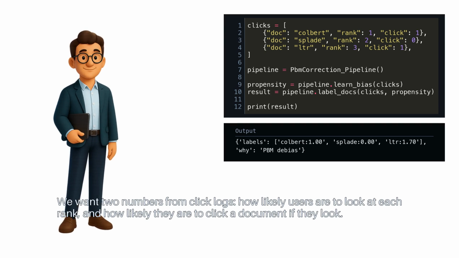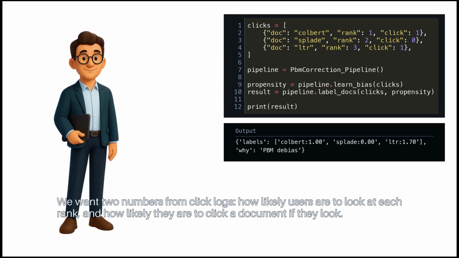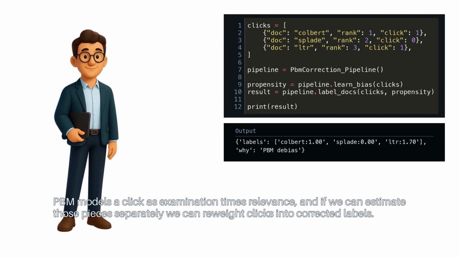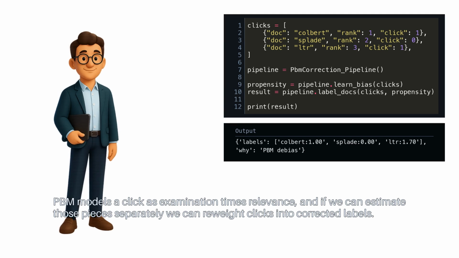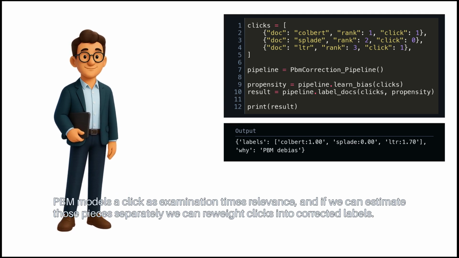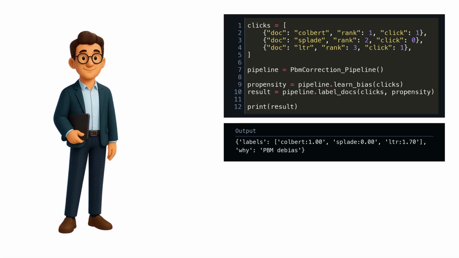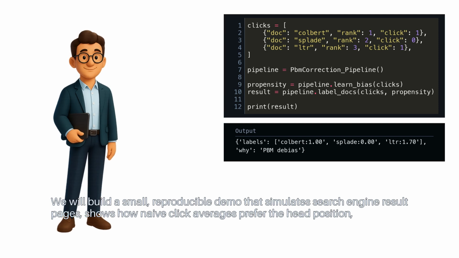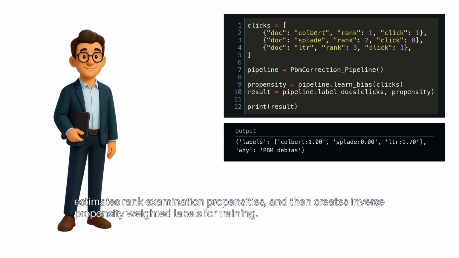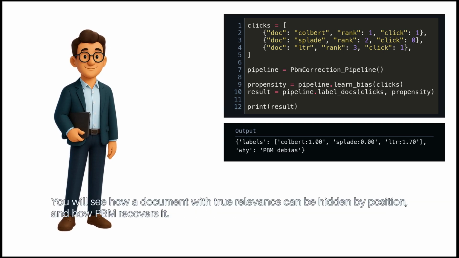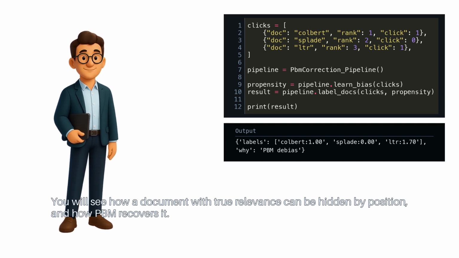We want two numbers from click logs: how likely users are to look at each rank, and how likely they are to click a document if they look. PBM models a click as examination times relevance. And if we can estimate those pieces separately, we can reweight clicks into corrected labels. We will build a small, reproducible demo that simulates search engine result pages, shows how naive click averages prefer the head position, estimates rank examination propensities, and then creates inverse propensity weighted labels for training. You will see how a document with true relevance can be hidden by position, and how PBM recovers it.